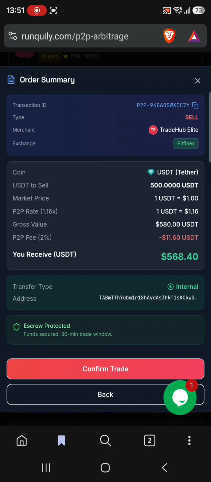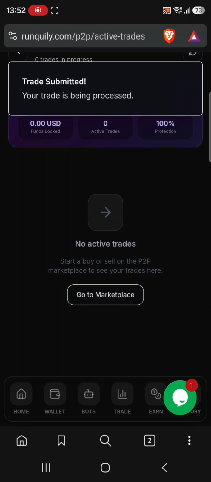So we are trading with the 500 USDT, but you can see we'll be getting 568 after a deduction of 11.60 USDT. That is a P2P fee for arbitrage trading. And remember, Ranquilly is escrow protected. I told you anything that is escrow protected means that your funds are very safe and they can't get lost. So you confirm the trade.